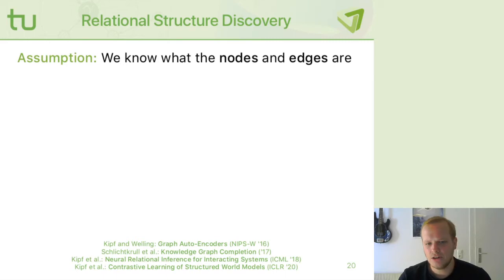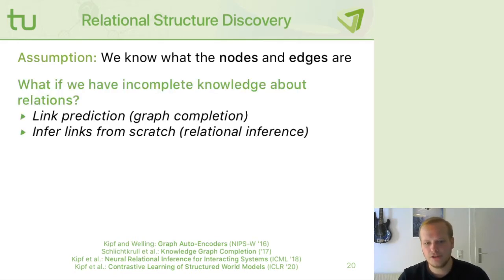So basically, we were given a graph and just wanted to apply some machine learning on it. However, this is not always the case, and there are basically two scenarios that are complementary to working with graph neural networks. And the first question asks, what if we have incomplete knowledge about relations? And this can be tackled by the task of link prediction. So in this case, you have an incomplete graph and you want to infer the missing links in the graph.